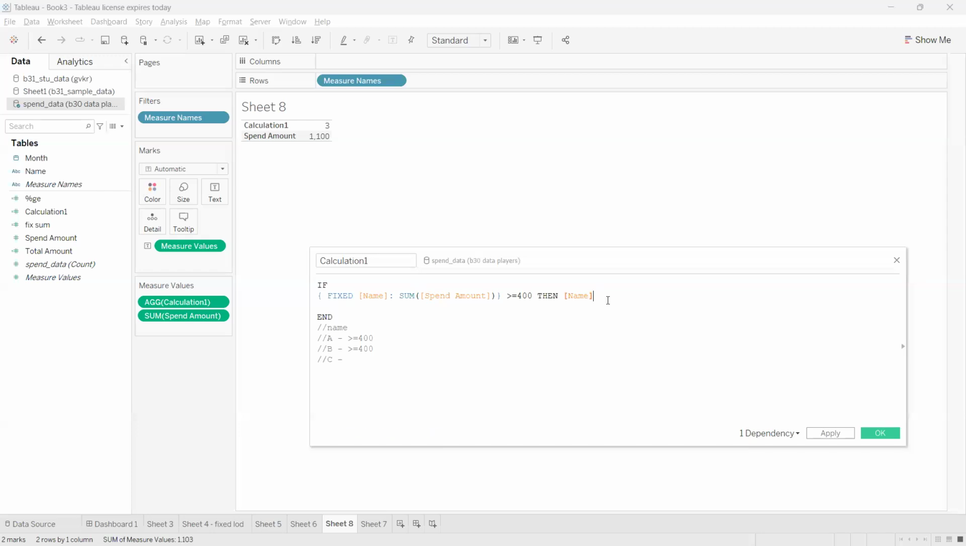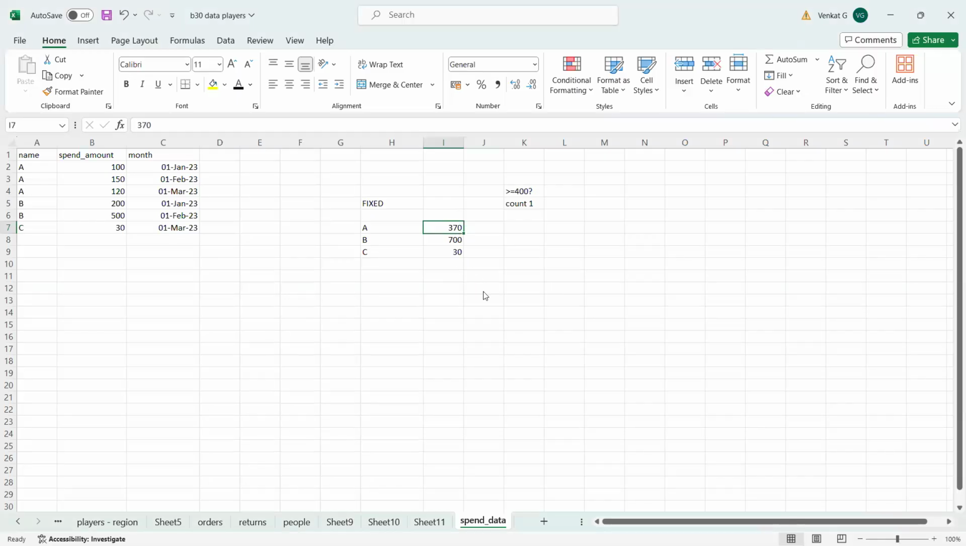Now I will tell you what Tableau is doing. First, it will evaluate the left side of the calculation. On the left side, it goes directly to the name field. In the name field, we have person A, person B, person C. For each and every person, it will aggregate the data first. For person A, how much do we get? If I go to Tableau, it will be 370.